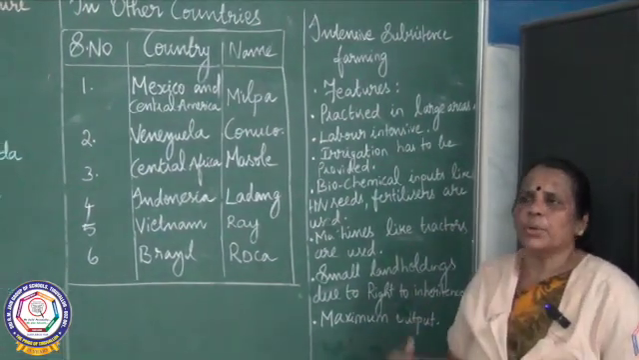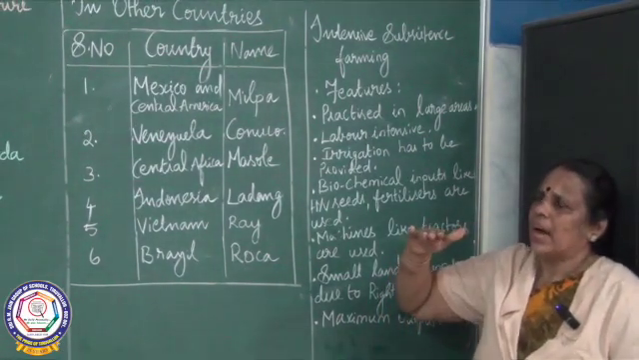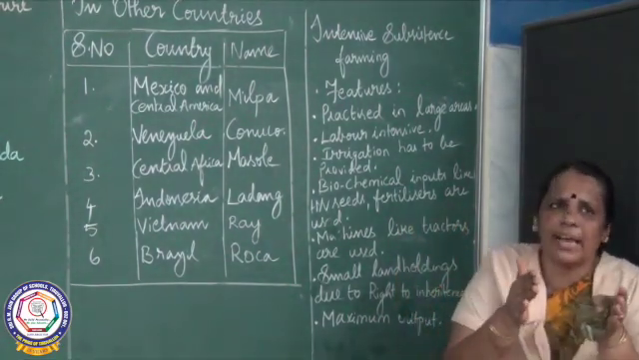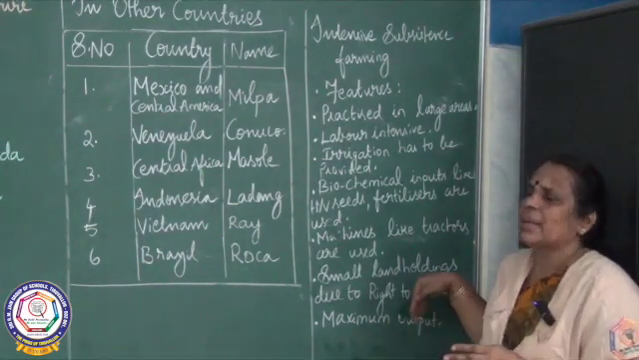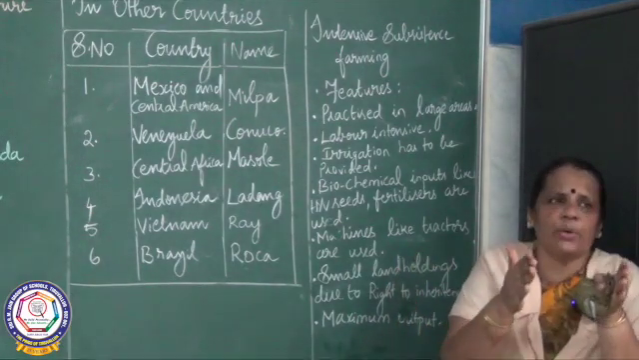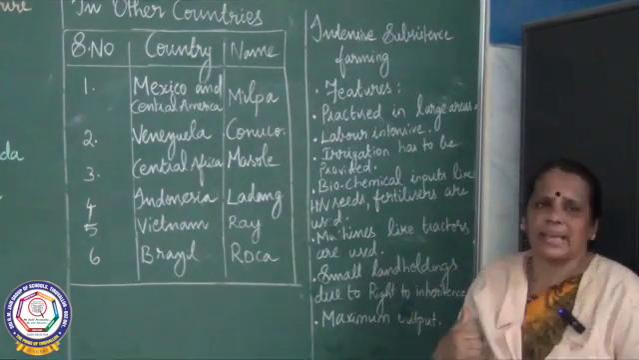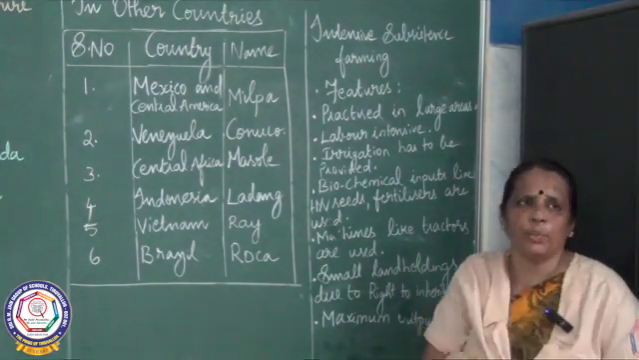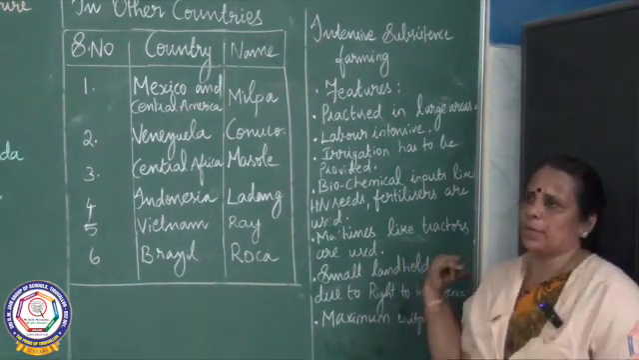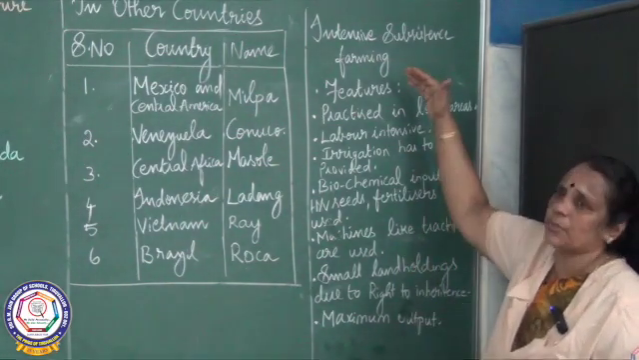The last one, due to right to inheritance, as the land has been divided among successive generations, the size of the land holdings is becoming smaller. But even though the size of the land is getting smaller, they want to produce maximum output. So all these are the features of intensive subsistence farming.